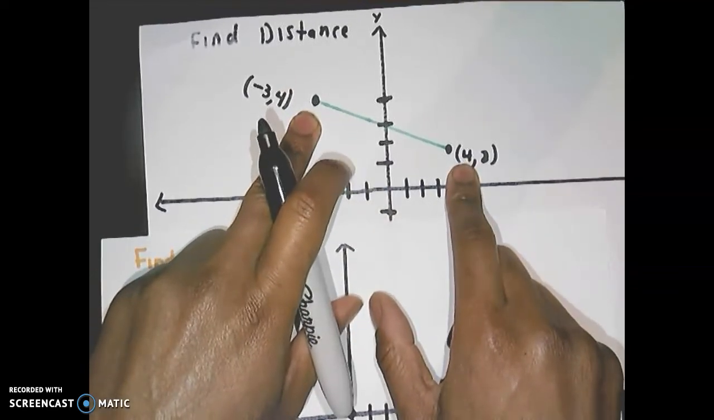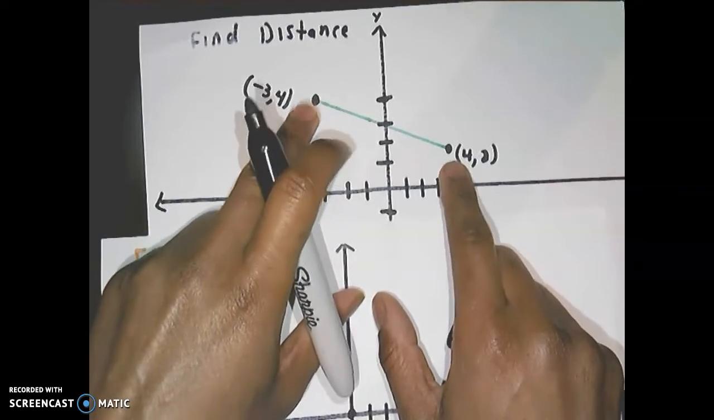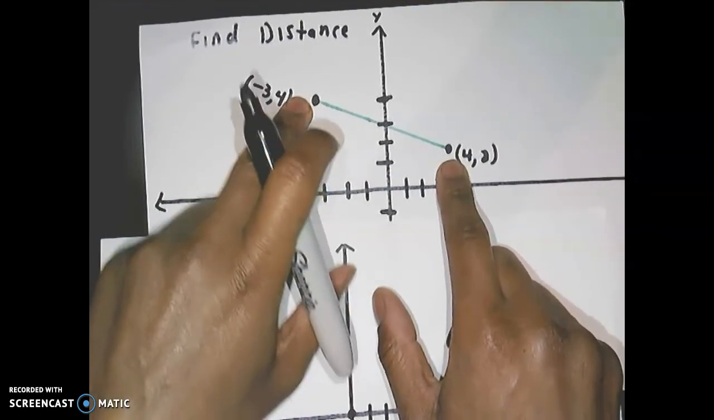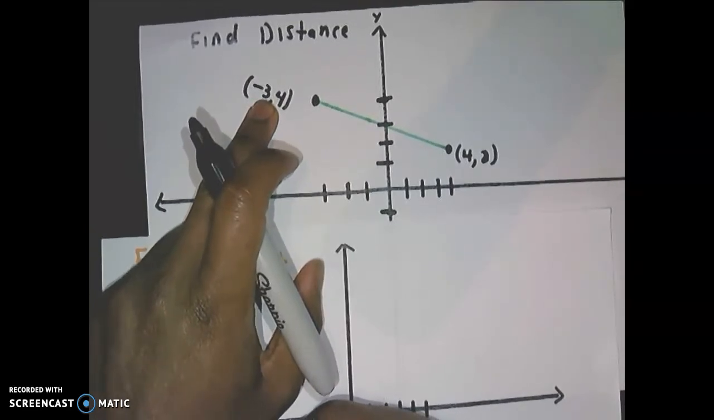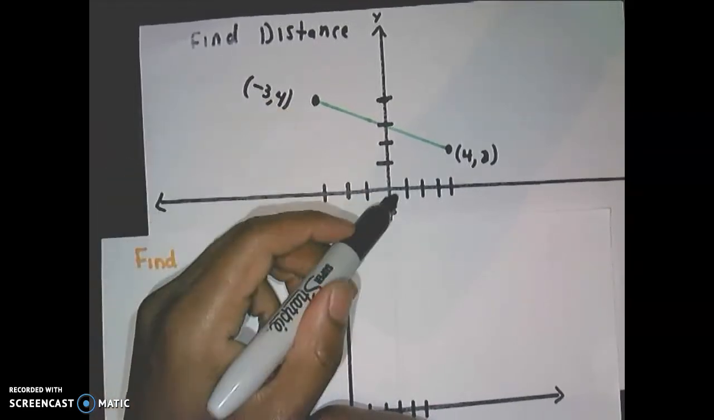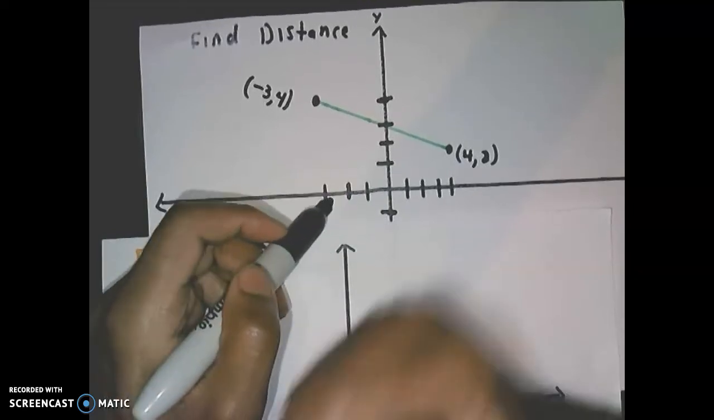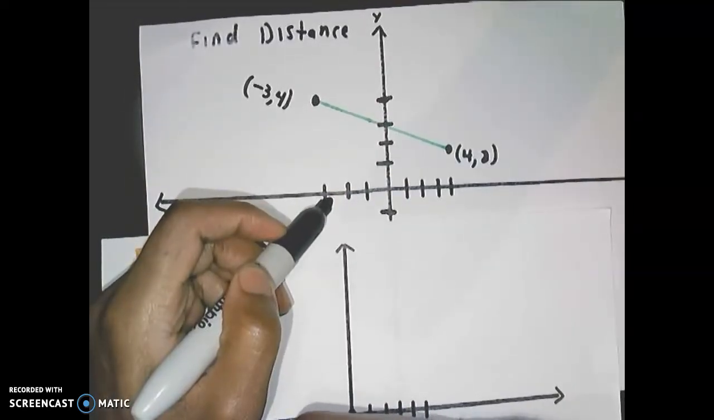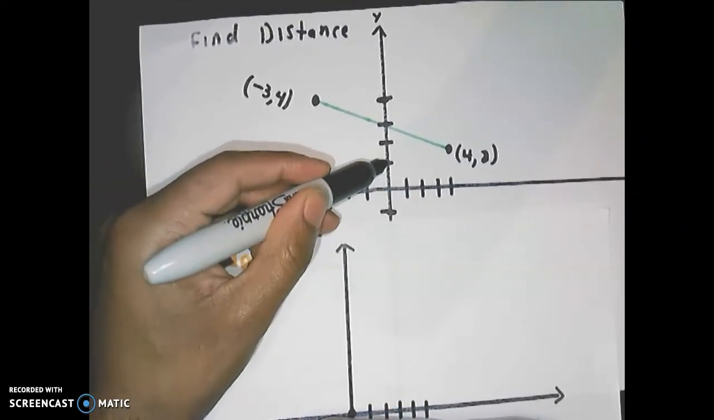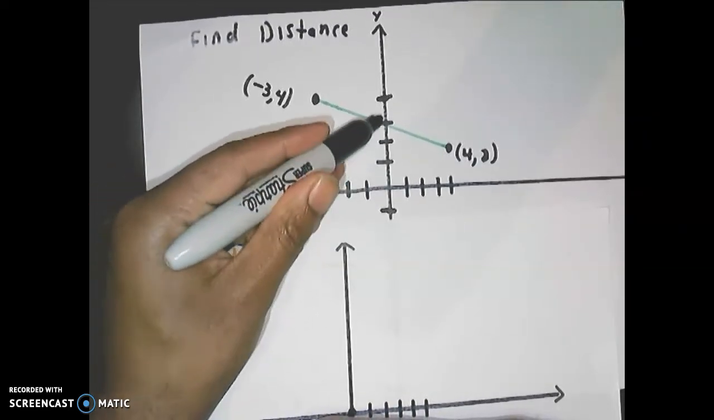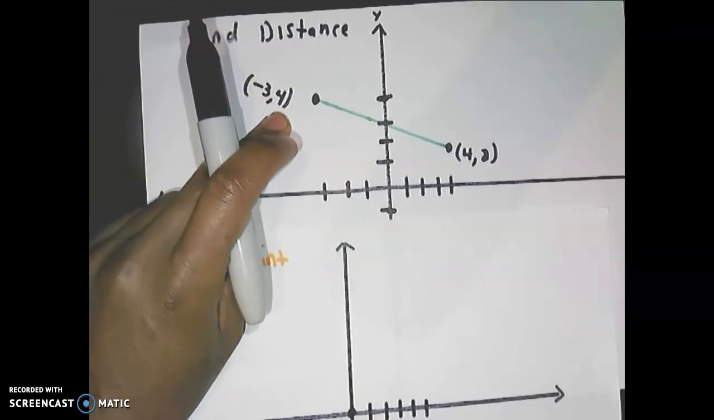And so when we find the distance of any line segment, we're going to need to use 2 points in order to do that, the 2 endpoints. And so here we see that this endpoint is -3, 4. So again, we went from the origin on the x-axis, 1, 2, 3. Since we're going in the left direction, we know that's a -3. And if you look here, we're going from 0, so that's 1, 2, 3, 4. So that's why we get -3, 4.